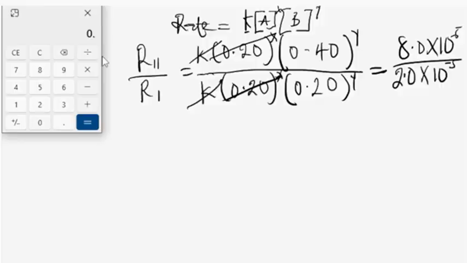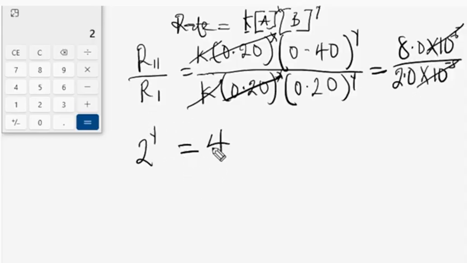let's calculate 0.40 divided by 0.2, and that's 2 guys. So for this quotient, we're going to have 2 to the power of y. So we're going to say this is equal to this. So when we divide 8 by 2, we are going to have 4. So 10 to the power of negative 5 will cancel out. So 8 over 2 will be 4.